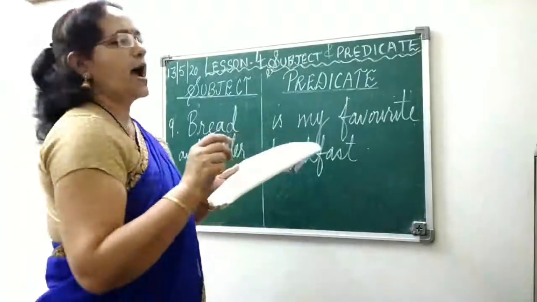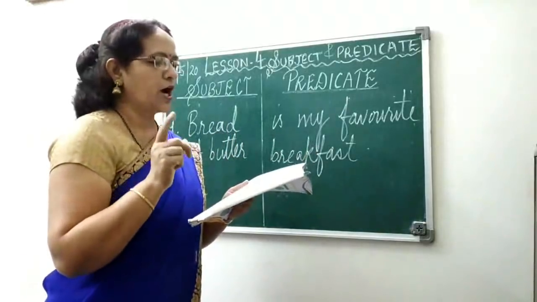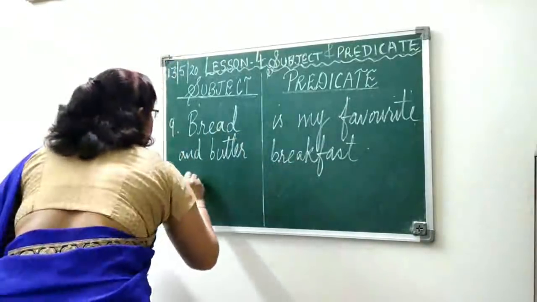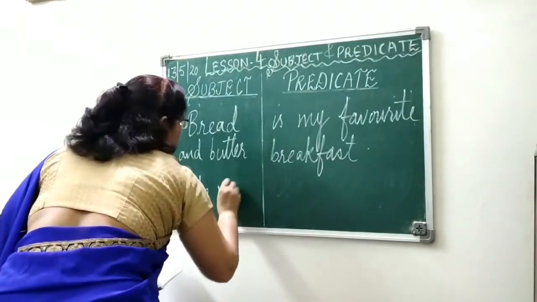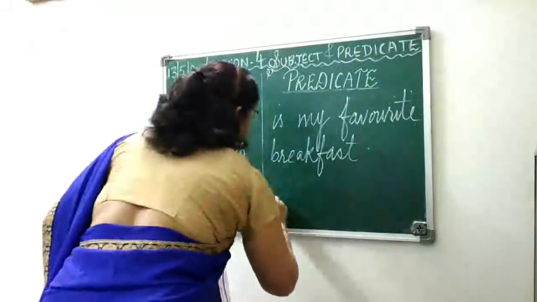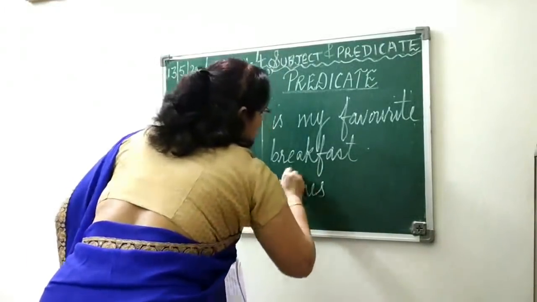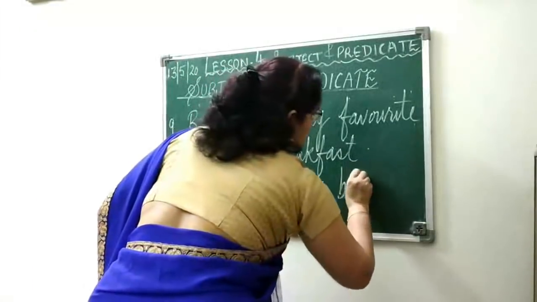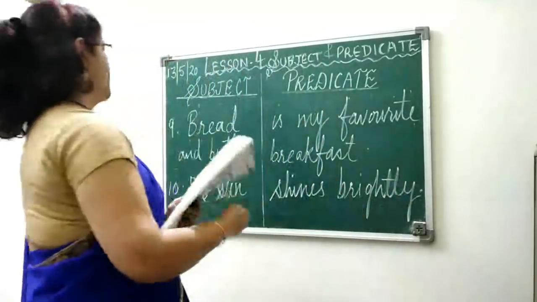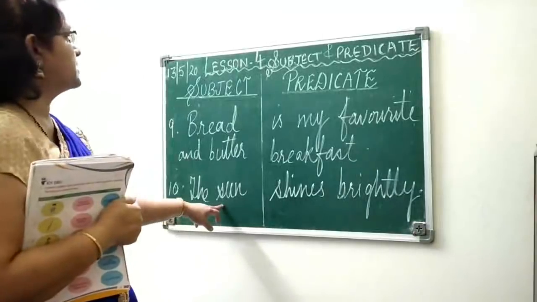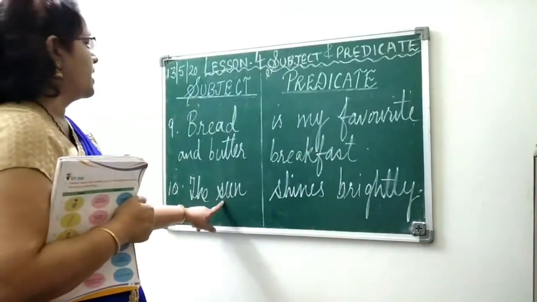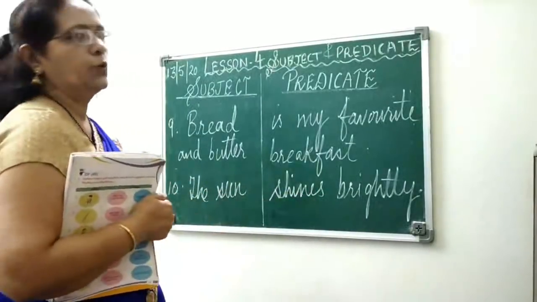The sun shines brightly. Now, which one is the subject here? The sun. The sun is the subject and shines brightly is a predicate. So, just see once again. The sun is the subject and shines brightly is a predicate. Means the sun is a naming part. Shines brightly is a doing part.